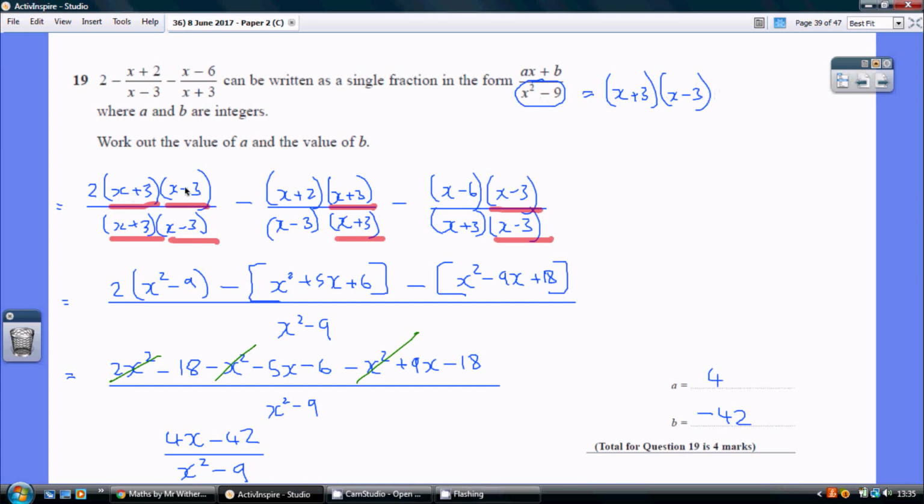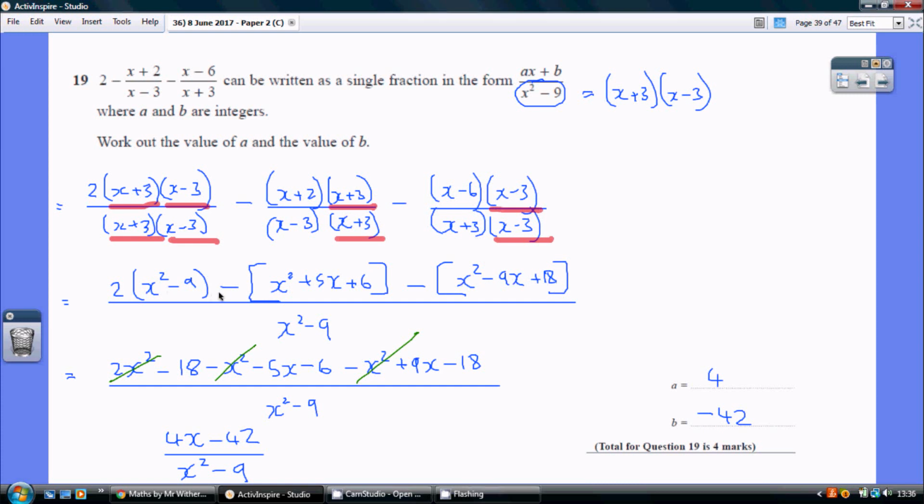Now we can then bring all of these numerators into a single term. So we're going to have to multiply out this, take away from that what this is multiplied out, and then take away from that what this is when multiplied out. So let's do the multiplying out first of all. Well, x plus 3 times x minus 3 is x squared minus 9. x plus 2 times x plus 3 is x squared plus 5x plus 6. And x minus 6 times x minus 3 is x squared minus 9x plus 18.